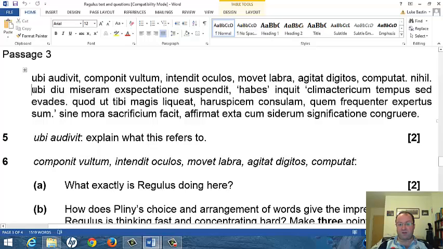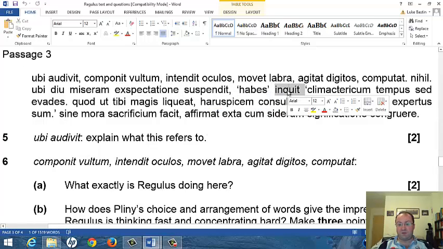Ubi diu miseram expectationis suspendit. Okay. Again, this is another main clause, so we can just do it as we see it. So ubi, when suspended, when he kept in suspense, when he kind of kept waiting, is what it means. And we're looking for an accusative. It's a transitive verb, so it has objects, and our object is here, miseram. Okay. Again, notice the feminine ending. It's referring back to Verania. So when he kept miserable Verania waiting, diu, for a long time, in expectation.